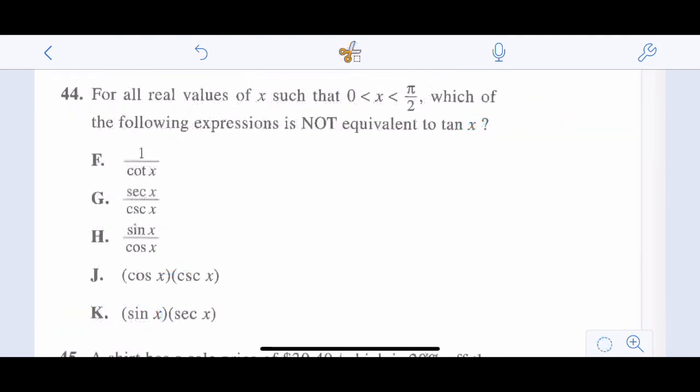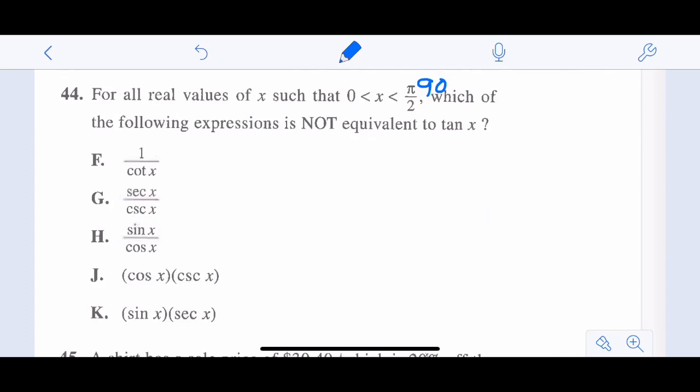For all real values of x such that 0 is less than x, is less than pi divided by 2, so that's 90 degrees. Right, so if we had a circle, pi over 2 is right there.